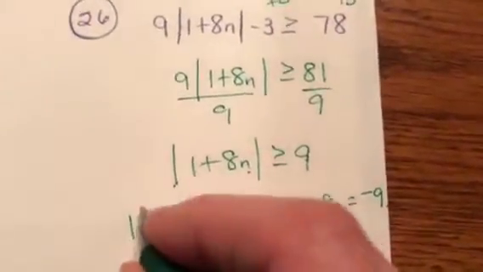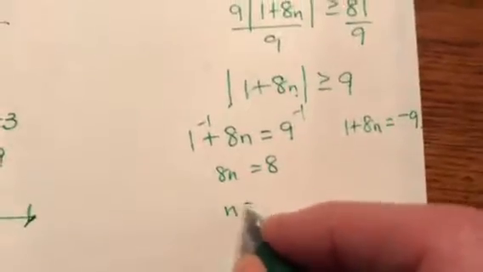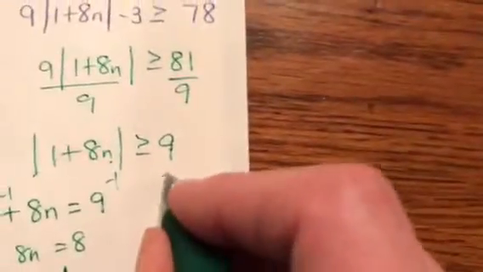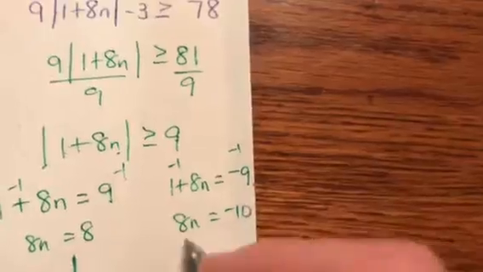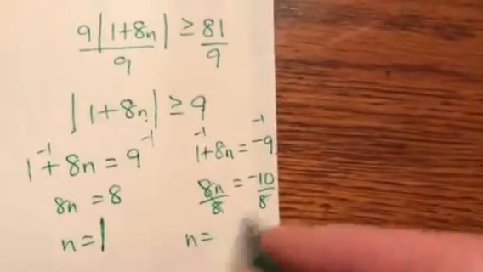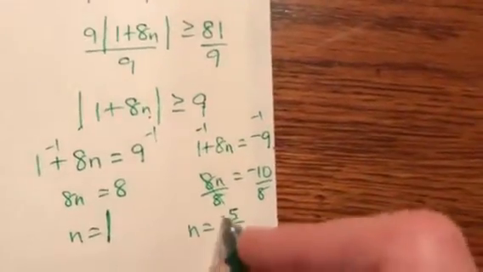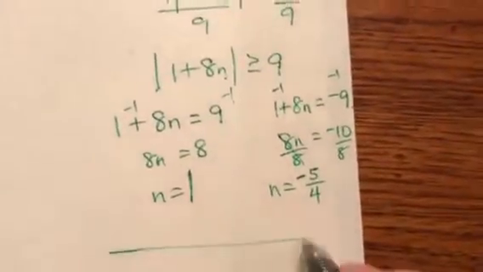And then solve. So I'm going to subtract 1, divide both sides by 8, so I get n is 1. Here I'm going to do the same thing. I'm going to subtract 1, so 8n equals negative 10. Divide both sides by 8. So n equals, let's see, 2 will go into both of those. So what, 5/4? Negative 5/4? Those are my 2 magic points.